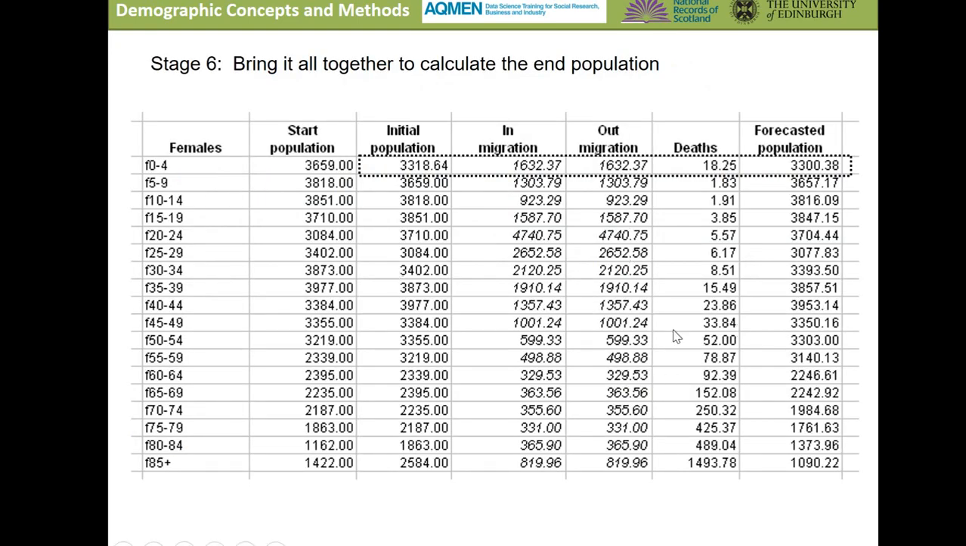So here we can see this in the screenshot from an Excel spreadsheet. At age 0 to 4, our initial population was 3318. We add on 1,632 in-migrants. We take away our estimate of out-migrants. We add in our deaths to give our forecasted population of 3,300. So a slight decline in population compared to our start population of 3659.